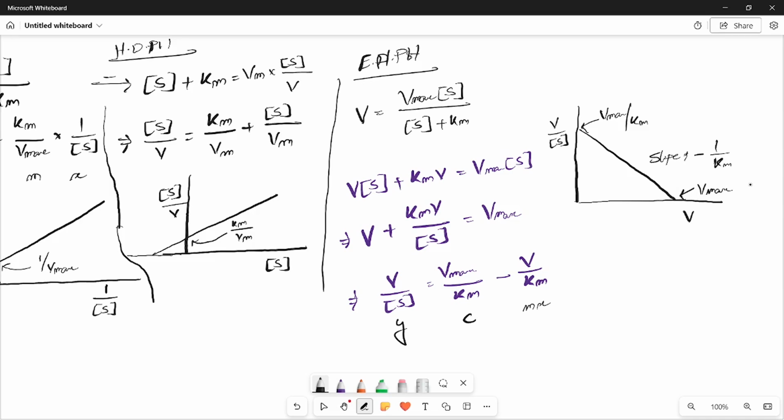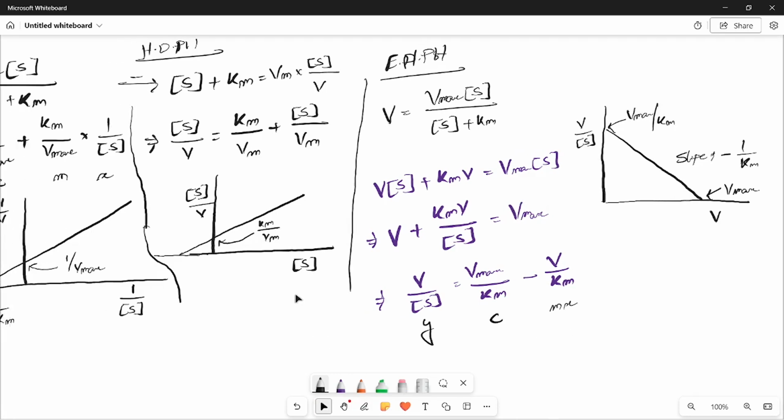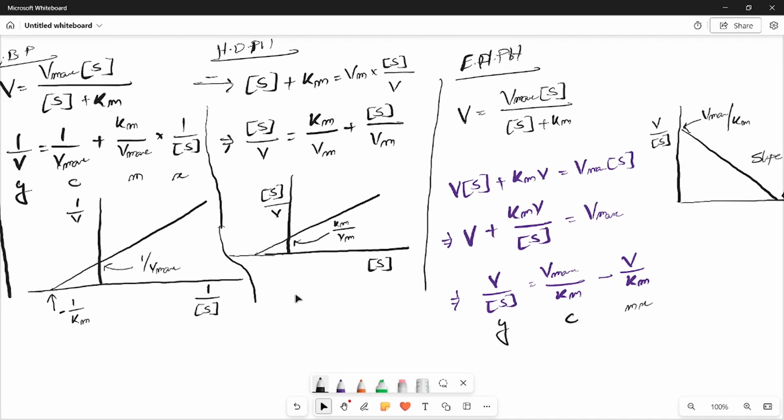Okay, these are three different plots which are basically used to identify the values of Km and Vmax, which are basically the characteristic part of any enzyme.